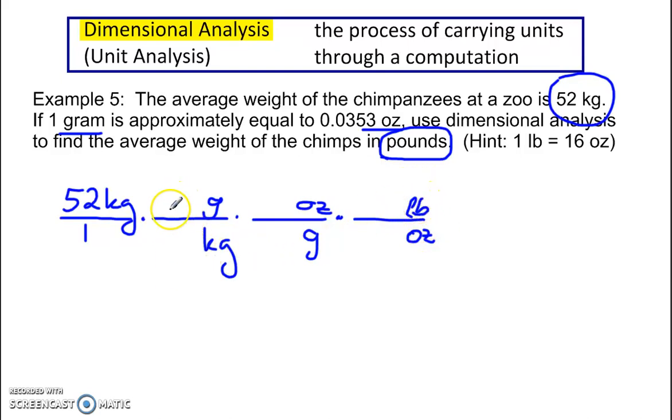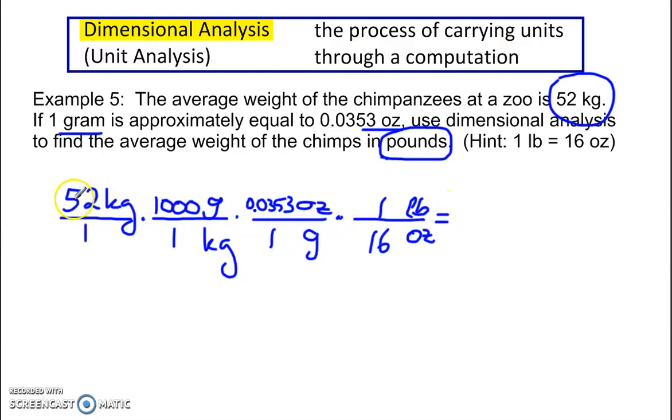Now we have to put the conversion of each of these on there. Kilo means 1,000. So 1,000 grams is 1 kilogram. Then we have grams to ounces given right here. So 1 gram is equal to 0.0353 ounces. And then what else do we know? We know 1 pound is equal to 16 ounces.